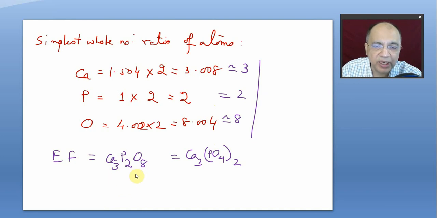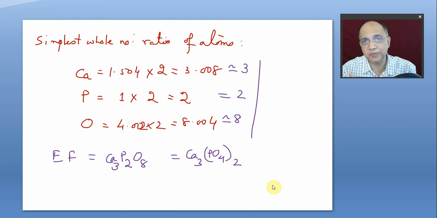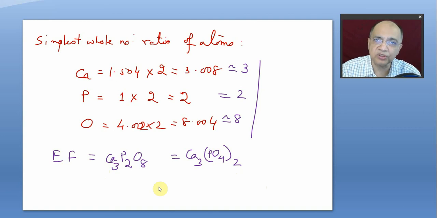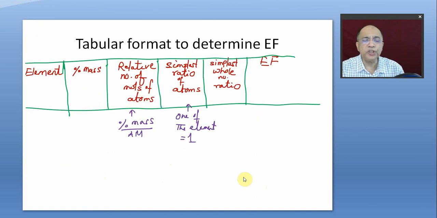So the empirical formula of calcium phosphate was determined from mass analysis: Ca3P2O8. But how does it look like? It contains calcium ion and phosphate ion. So phosphate is a different entity while calcium is a positive ion. So we know the formula of calcium phosphate is this. But the empirical formula, without looking at the positive ion and negative ion, will be Ca3P2O8, right?